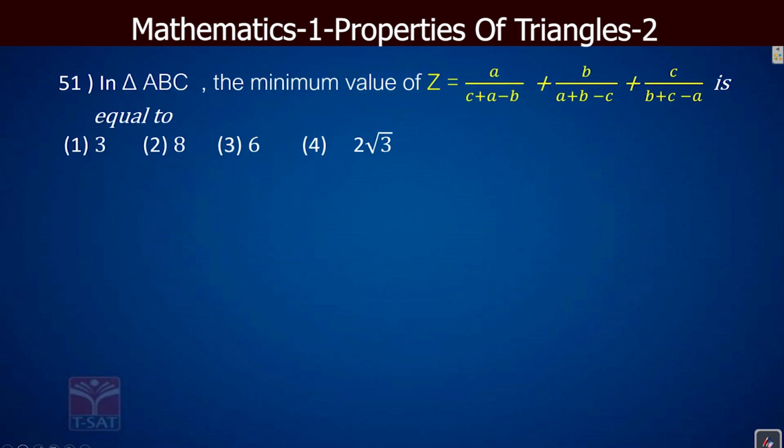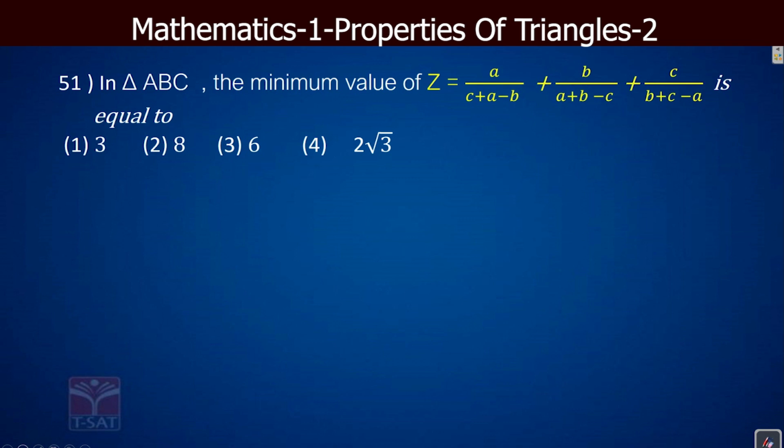For this problem also, we will work out by using the AM-GM inequality. In triangle ABC, the minimum value of z, equal to a/(b+c−a) plus b/(c+a−b) plus c/(a+b−c), is: 1, 3, 2, 8, 3, 6, 4, 2 root 3.